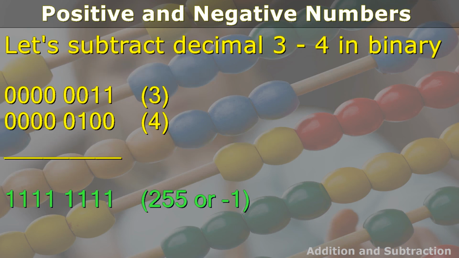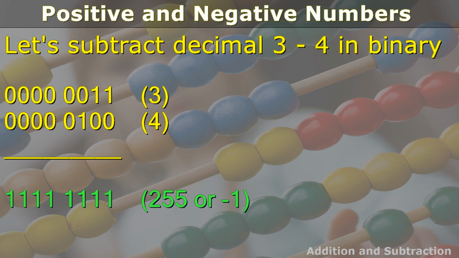So now let's subtract a decimal 4 from a decimal 3 in binary, and we should get a minus 1. And let's see what happens. If we follow these rules, we will be borrowing 1s all the way to the left. And we will get 8 1s, or 255. But we know the answer is negative 1. So is it 255 or is it negative 1? It's almost like we have an infinite borrowing going on to the left.